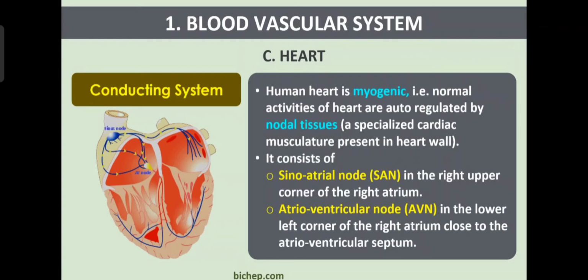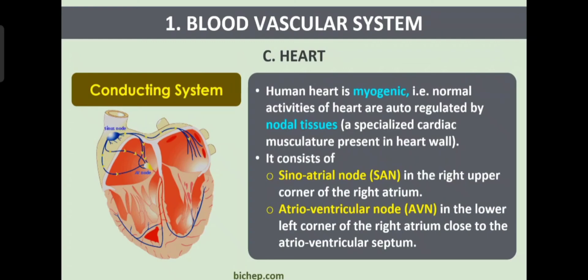Now we'll see the conducting system. The human heart is myogenic, that is, the normal activities of the heart are auto-regulated. Myogenic means the heart is muscular. Heart activities are regulated by specialized cardiac muscular tissues, which are called the nodal tissues, present in the wall of the heart. There are two types of nodal tissues, SAN and AVN.